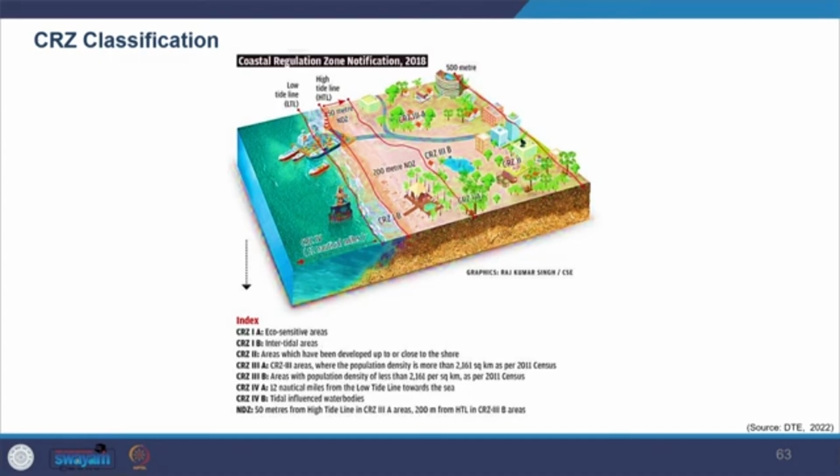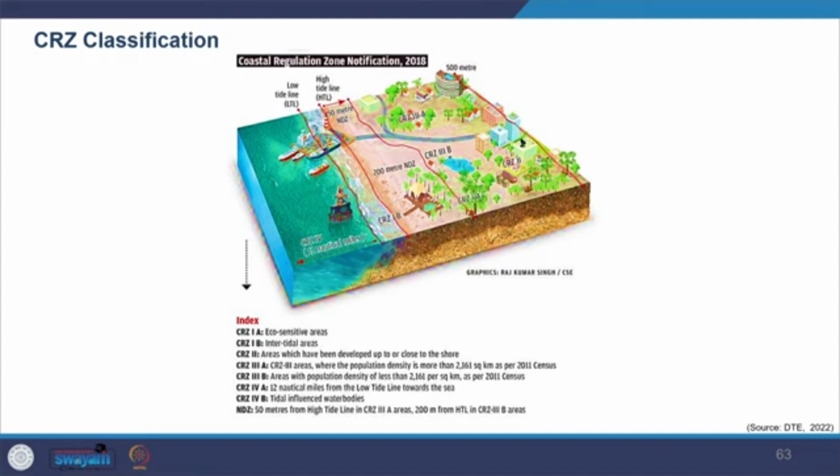Further, you see that there is CRZ3B, and wherever you have population density less than 2,161 per square kilometer as specified, according to the census of 2011, shall be designated as CRZ-B. And there are buffer ranges which are given again, which would be considered as no development zone.